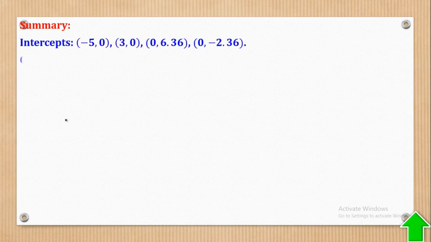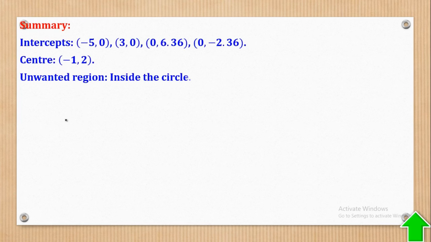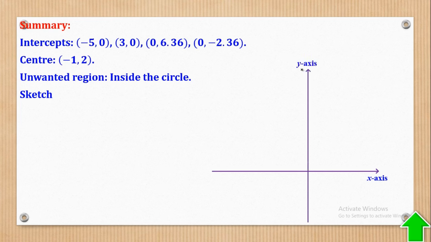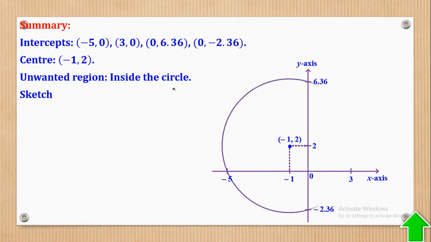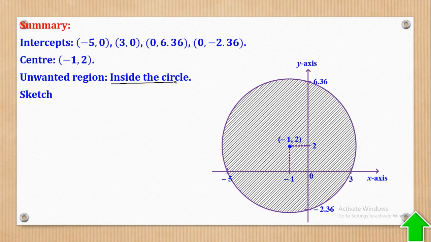So in summary, this is what we have got, and that's what is going to help us to sketch our circle. So we have to draw the axes and label them. Now this time we use x and y axis. Then show the necessary points. All these points must be located. Okay, so after that we shall locate the center of the circle, and we shall draw a circle so that it passes through all those intercepts. Then from there we shall remember that the unwanted region is inside the circle, so we shall shade inside the circle. And basically that is what they wanted.